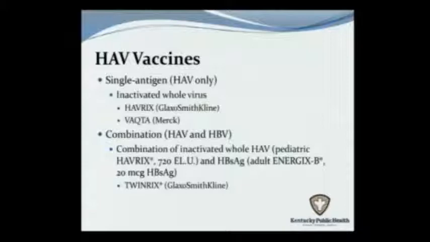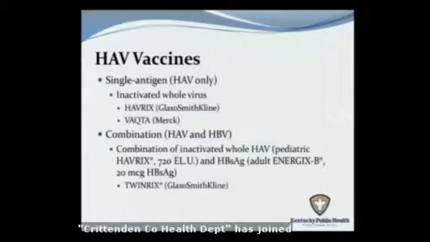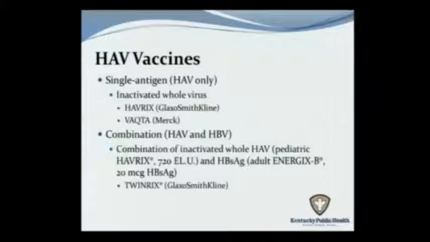And then for the vaccines, there are two kinds of vaccine. There's single antigen vaccines and combination vaccines. The single antigen vaccines, of course, only have HAV in them, and they are inactivated whole virus vaccines. There are two types that have been licensed and are on the market, Havrix and Vaqta. Havrix is a GlaxoSmithKline product, and Vaqta is a Merck product. Then, of course, there's the combination vaccine that includes HAV and HBV, and the one that is licensed now for use is Twinrix, and that's a GlaxoSmithKline product.